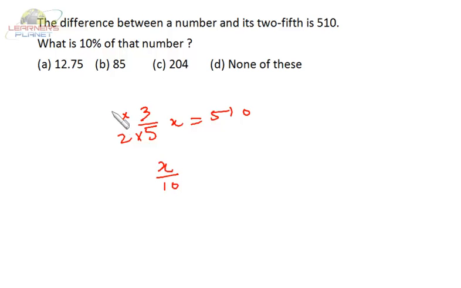Okay, so it's like this. x by 10 will be equal to 510 by 6. And definitely 510 is a multiple of 6. Okay, very simple.